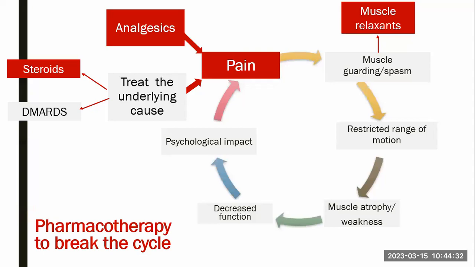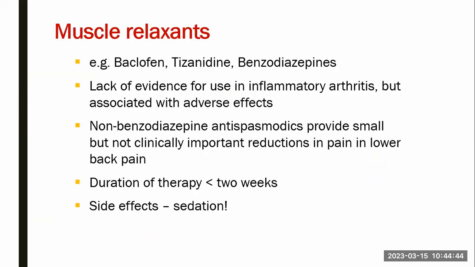Right. So we've spoken about steroids. We spoke about analgesics. And the last bit, I promise I'll keep this short, is muscle relaxants. Now, there are different types of muscle relaxants, but what we commonly use are baclofen, tizanidine, and sometimes benzodiazepines. And there is really no evidence to support their use in inflammatory arthritis, and they're associated with more adverse effects.